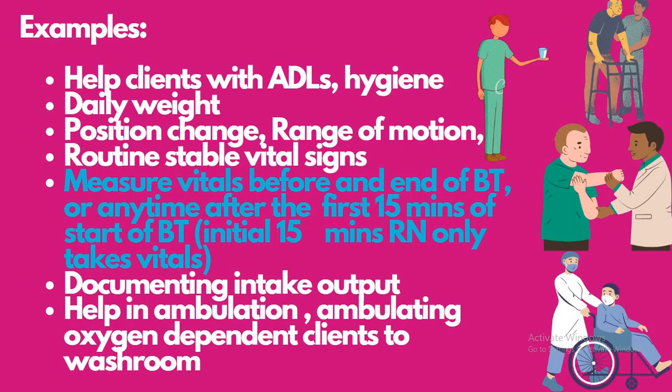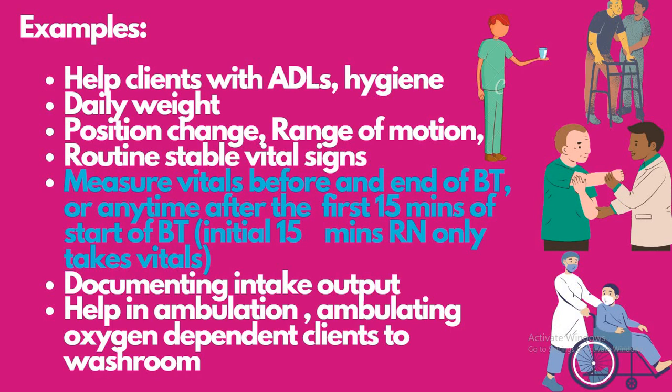So let's look at some examples of what a UAP can do on the floor to assist the RPN or the RN, right? They can help the clients with the activities of daily living, hygiene, then taking the daily weight of the patient, position change, range of motion. Now, if you see, these are all activities which are safe, stable, and non-risky for the clients, right? Then routine stable vital signs measurement.